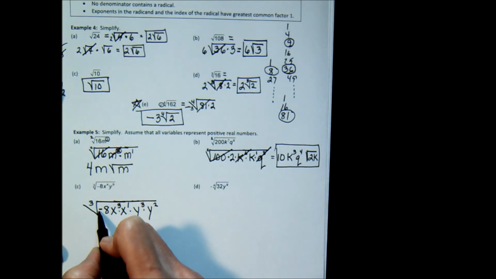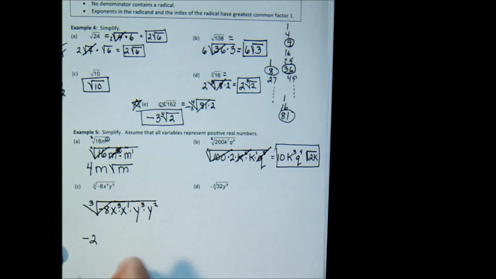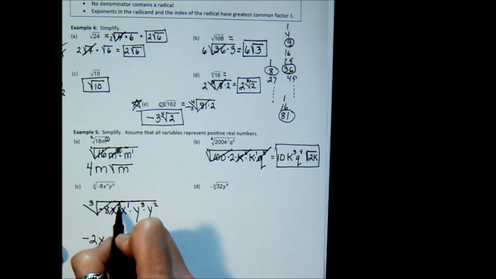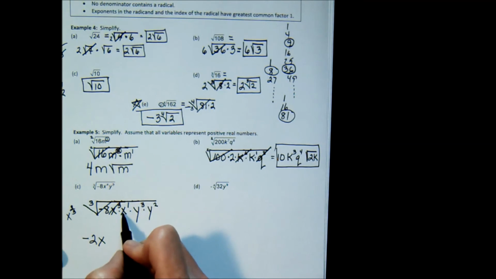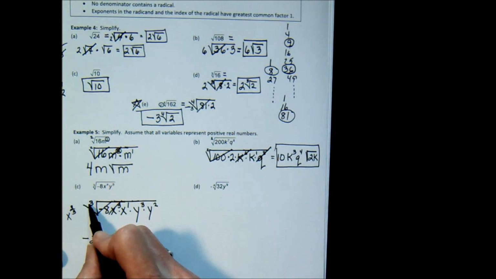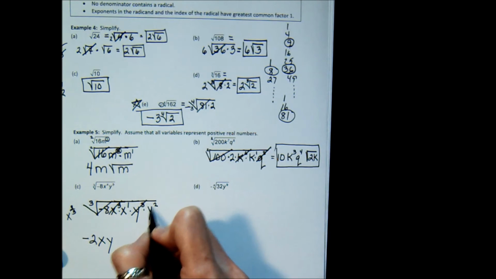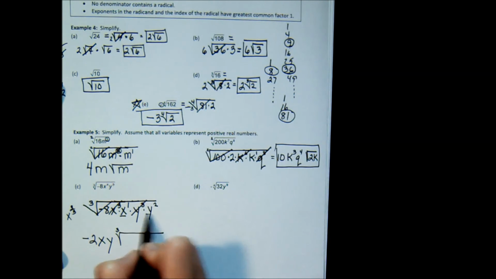Cube root of negative 8 is negative 2. Cube root of x cubed is just x, because it'd be x to the 3 divided by 3. That's what that would mean if I wrote it as a fraction. This x doesn't have enough to come out. It's got to have at least 3. This y can come out. y cubed divided by 3, that's a y. This y squared doesn't have enough to come out. So what's left? It's still a cube root, but what's left is an x y squared.